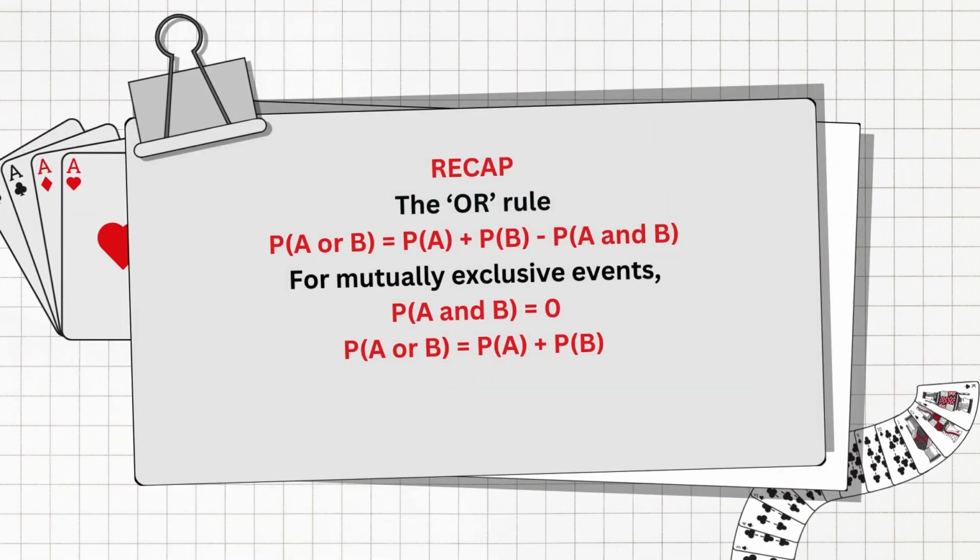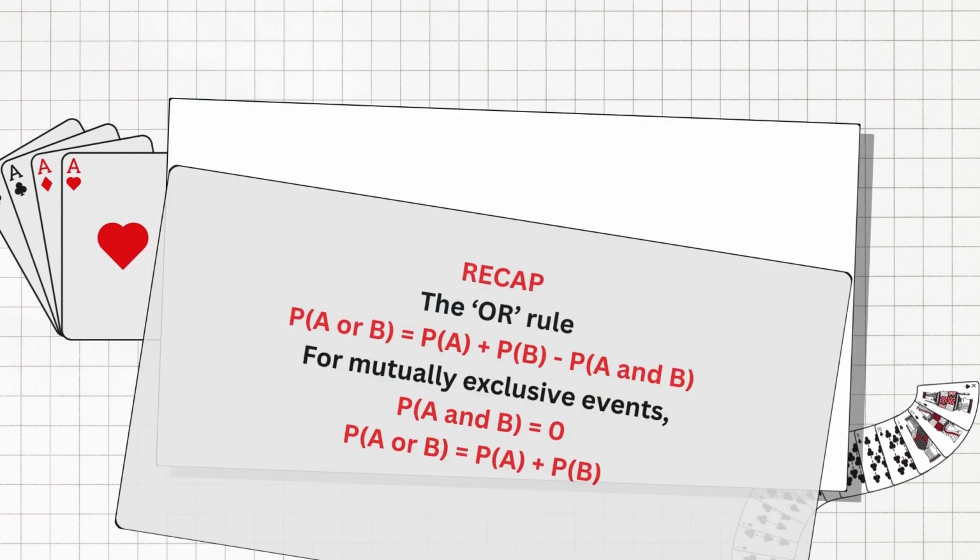Let's quickly do a recap. The OR rule, which we did in the last video, says that the probability of an event A or an event B occurring is the probability of an event A plus the probability of an event B minus the probability of A and B occurring together. Now, we also said for mutually exclusive events, there are events that do not happen together. So the probability of A and B occurring is 0. So that means that the probability of an event A or event B occurring is equal to the probability of an event A plus the probability of an event B.